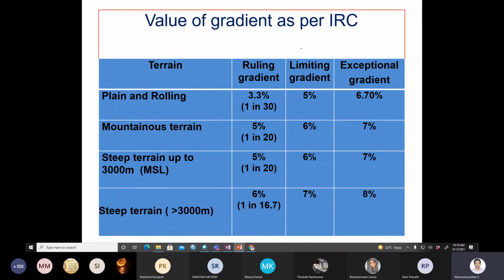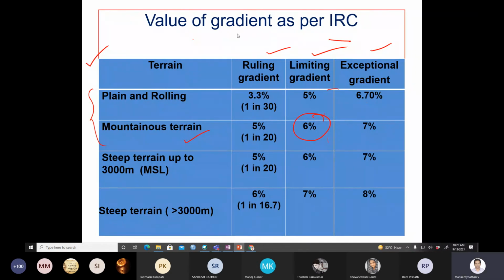The second way is, as per the IRC, we have the standard ruling, limiting and exceptional gradient for different kinds of terrain type. For example, 3.35% and 6.7%. These ranges are also expected in your competitive exam. For mountain terrain, what will be the limiting gradient? 6%. They give the percentages as four options, and we have to choose. This kind of question can also be expected in your competitive exam. So keep this table in your mind, the value of gradient as per the IRC standard.